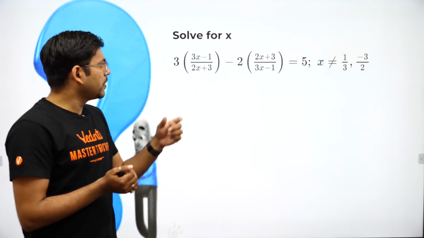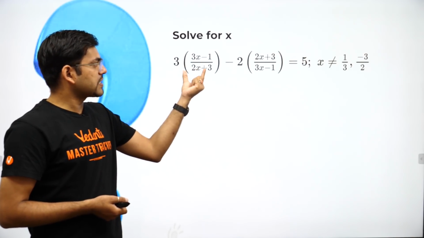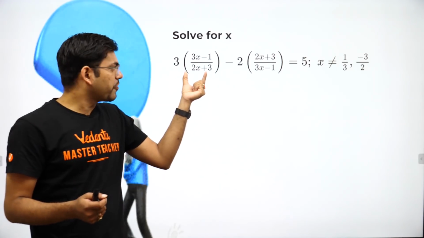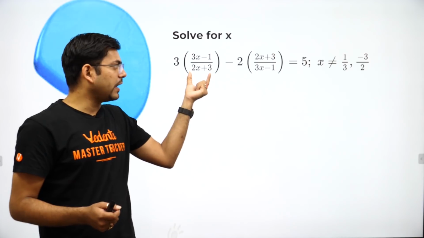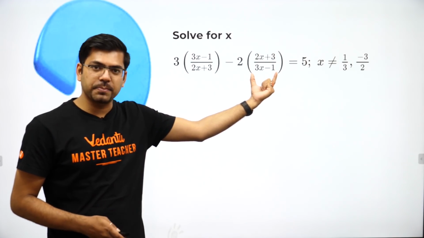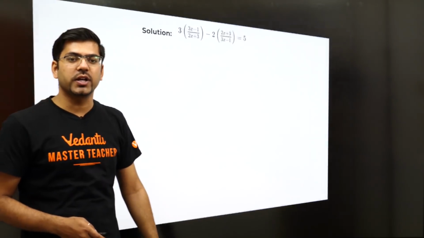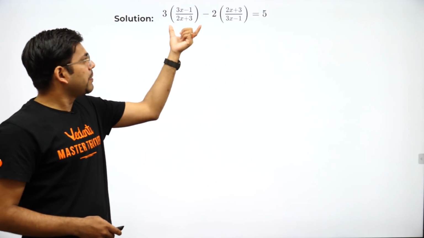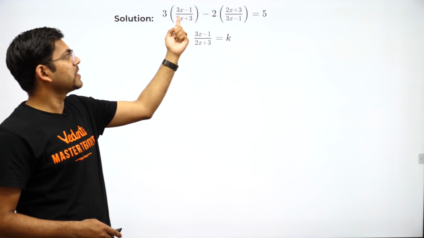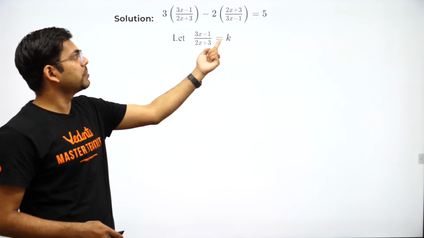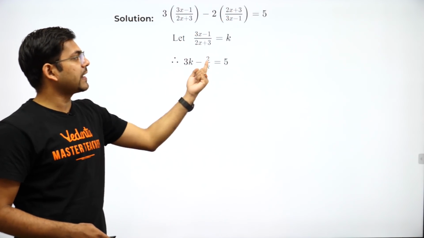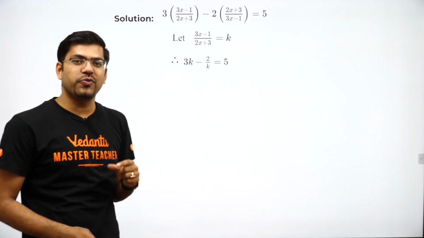What you will do is assume this term, 3x minus 1 divided by 2x plus 3, as k. Once you have assumed this term as k, the other term will be nothing but 1 divided by k, because it is a reciprocal. So here goes the solution: assuming 3x minus 1 upon 2x plus 3, this first term, as k, the equation can be written as 3k minus 2 into 1 by k, that is 2 upon k, is equal to 5.